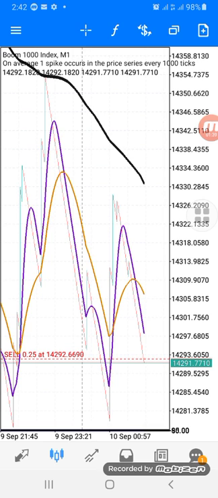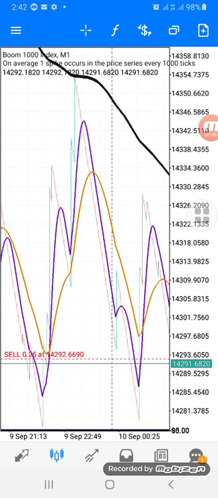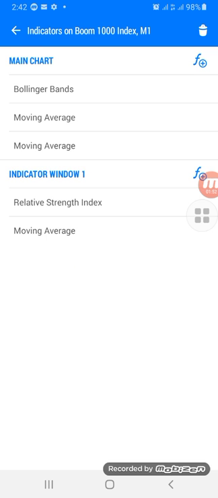Okay, so what do we need to set up? All right, first thing first, if you are new, let us set it up. Click on this F button here, you add. We only need this one here. This one is not among our things. We only need this one on the main chart.